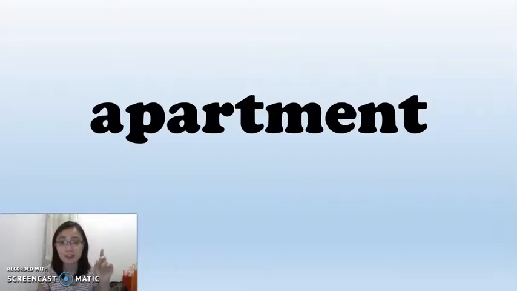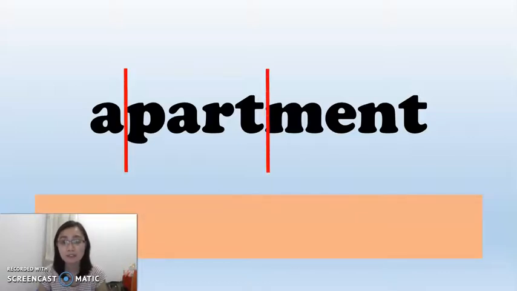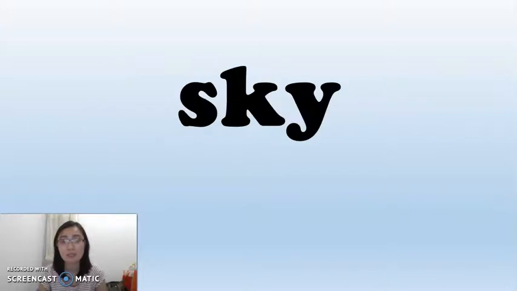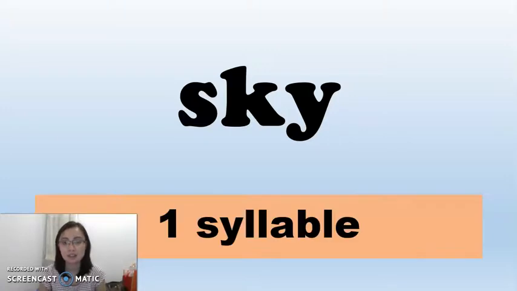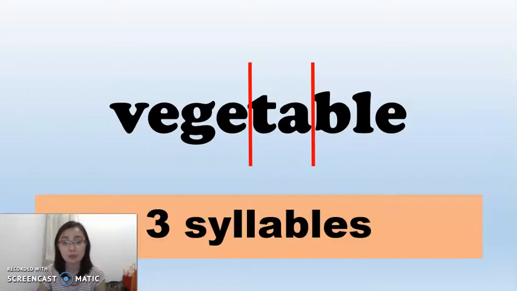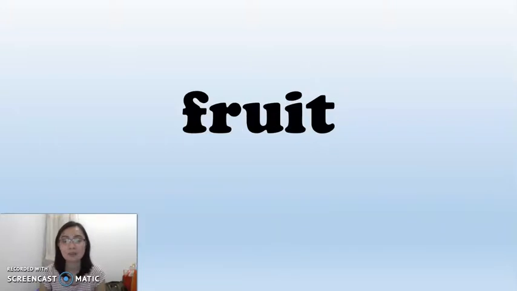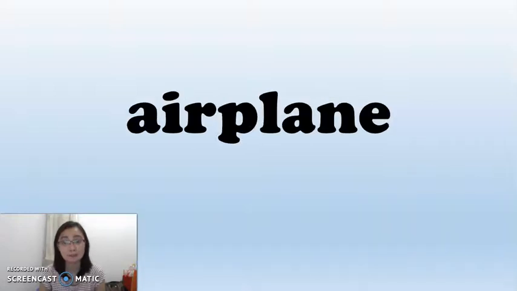Apartment. Remember, in Bahasa Indonesia it's different, but in English you call it apartment. So 3 syllables. Sky. So it's just 1 syllable. Vegetable. You don't say it the wrong way; you say vegetable. So 3 syllables. Fruit. So it's only 1 syllable.